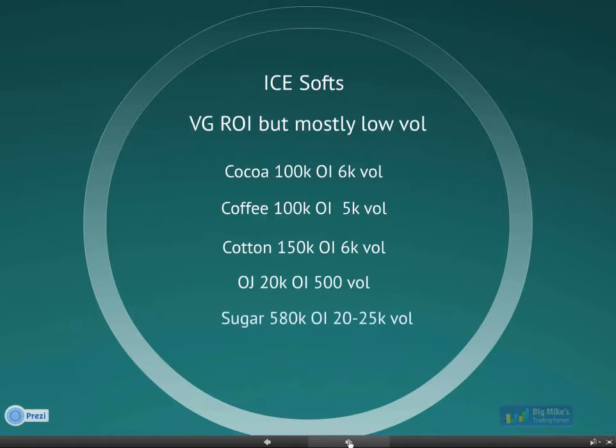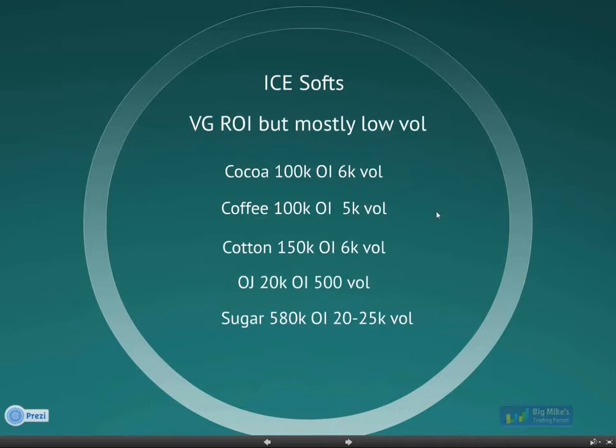That one's one to stay away from. Sugar has huge open interest, 580,000 for the softs, 25,000 volume. But on sugar right now, it's been kind of less volatile. You cannot get very far out of the money on those either, so you're going to be playing kind of tight if you're selling options there, and that will make it riskier.